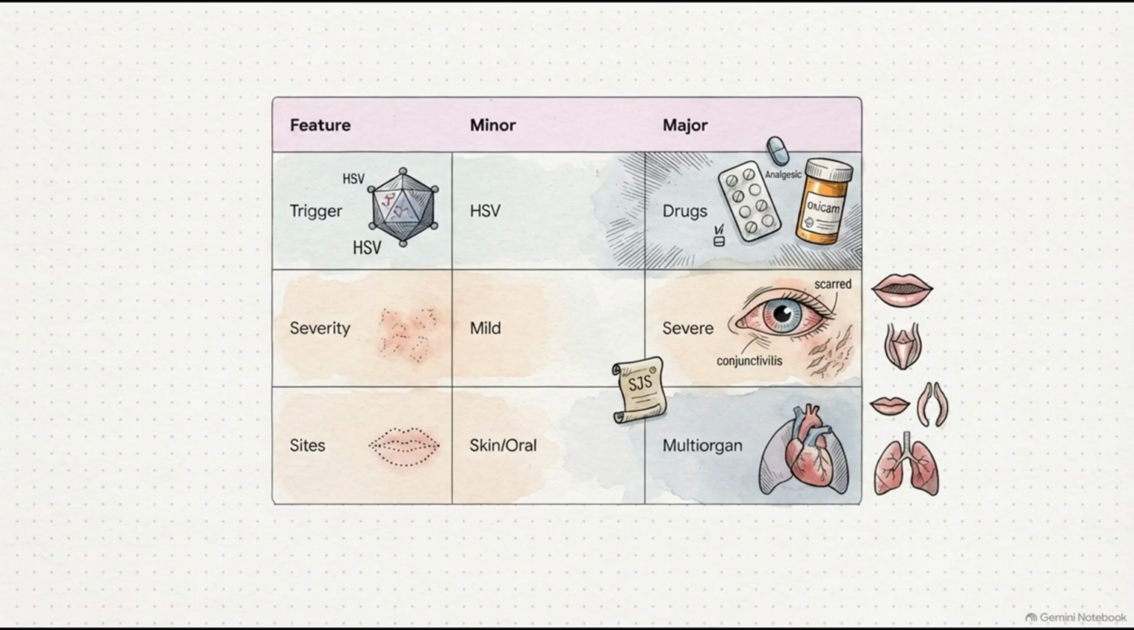This one is highly associated with medications, especially analgesics like oxycamps. The severity is intense. We're talking widespread involvement of the mouth, skin, genitalia, and critically, the eyes. Conjunctivitis and uveitis in EM major can lead to severe scarring and permanent blindness.